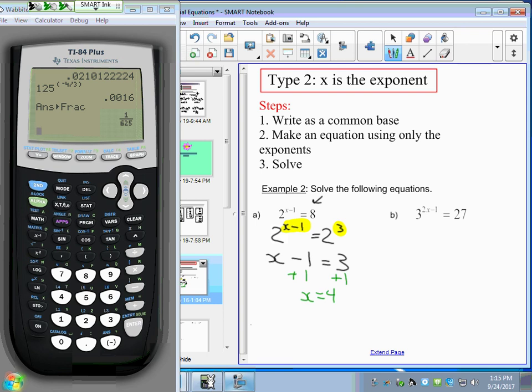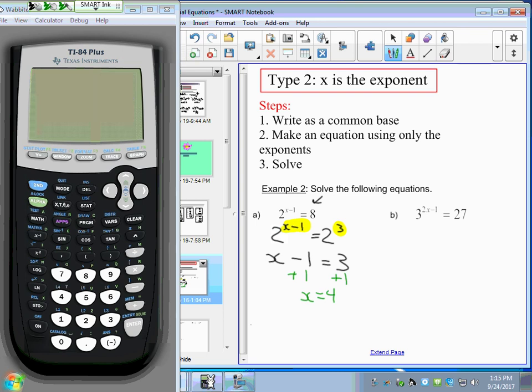Now, it's a really good habit to get in to start checking your work. This one you can do pretty easily in your head. You could put the 4 in for the x and get 4 minus 1 equals 3, 2 to the power of 3 equals 8, which we know to be true. Awesome. First one is finished.